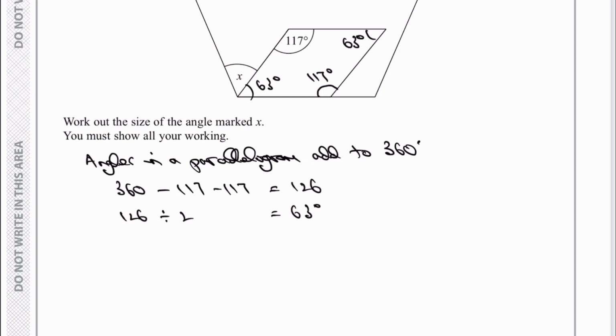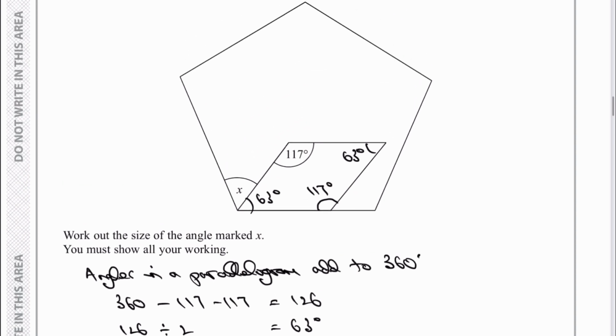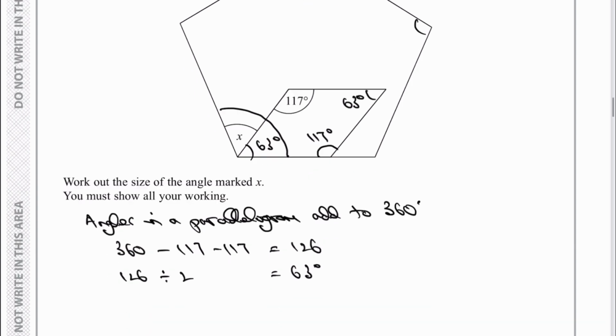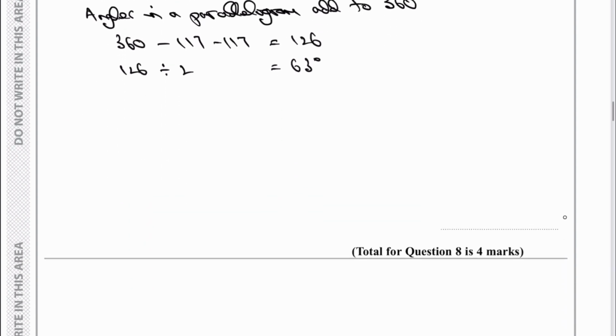Now again, there's a couple of ways of doing this. I've seen people use formulas, but what I'm going to try to do is work out the interior angle of the pentagon, because what that does then is it allows me to take 63 away, and if I know this interior angle, I take 63 away and that will give me the value of x. Okay, so you can use a formula to do this.